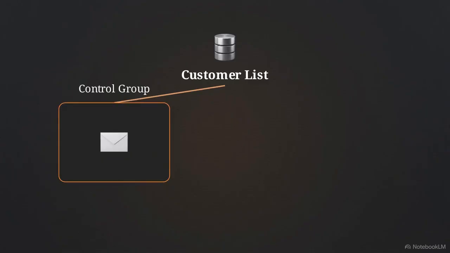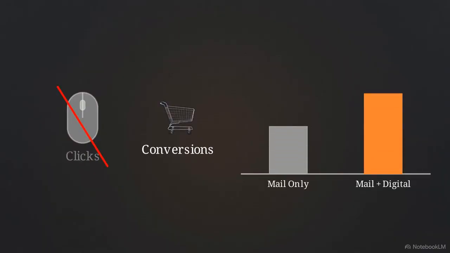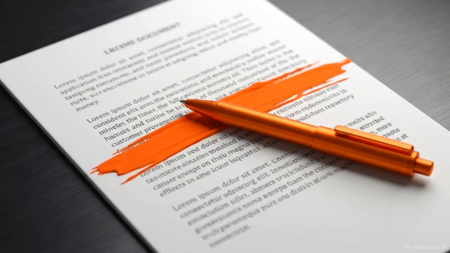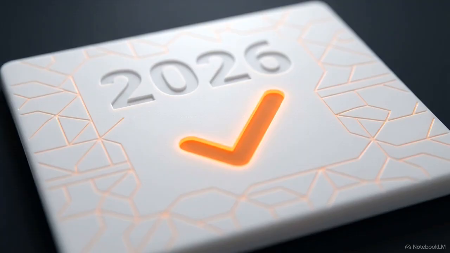A portion of your list receives only direct mail. The test group receives mail plus IP-targeted digital ads. When finished, ignore clicks. Measure the difference in actual conversions. That delta is the only metric proving causality. IP targeting is not a guaranteed marketing promise, but if you strip away the mythology and treat it as a rigorous business test, it remains a highly effective tool in 2026.